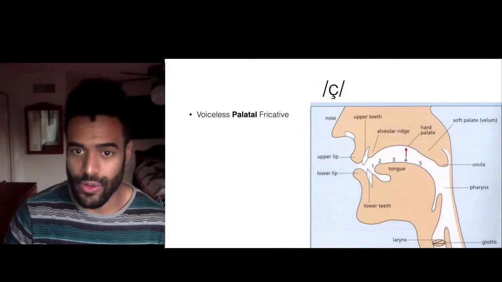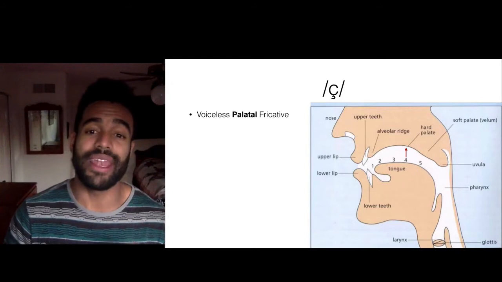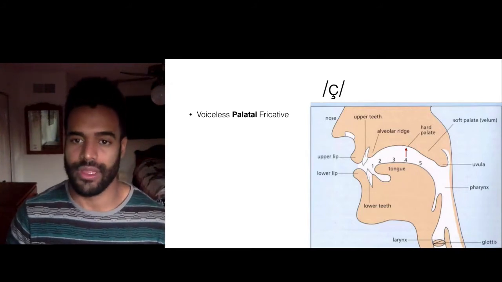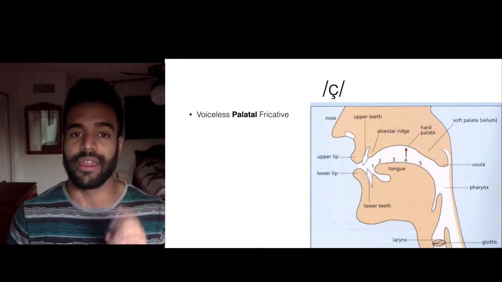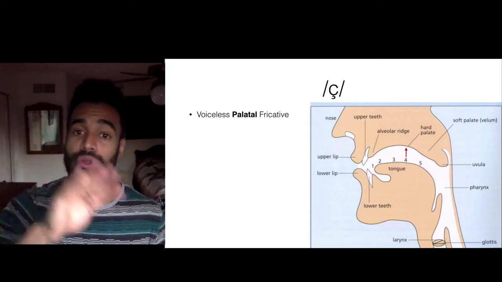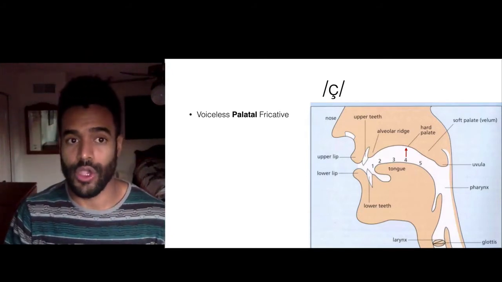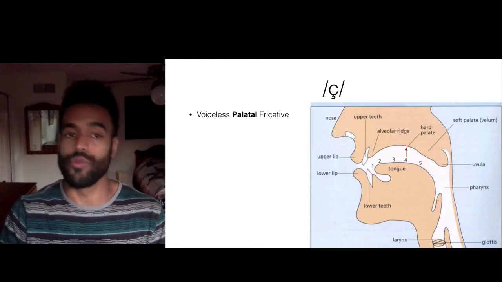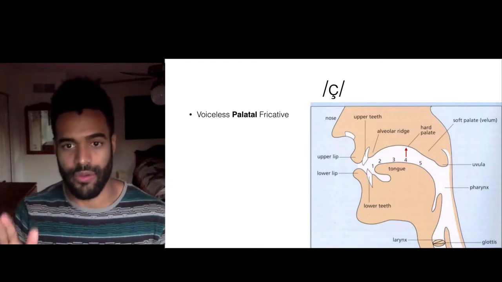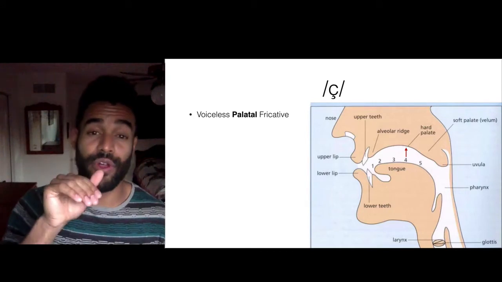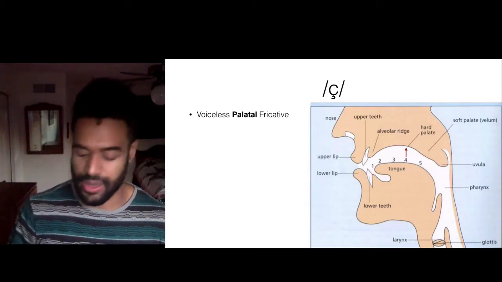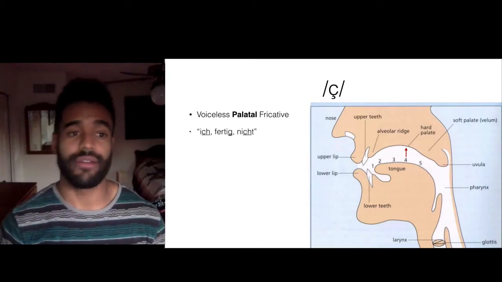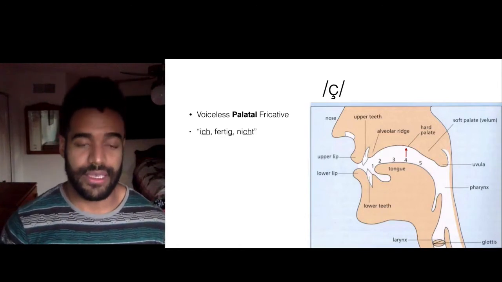Voiceless palatal fricative. So notice this is point number 4, the middle part of the tongue reaching up to the hard palate, even deeper in the mouth than the previous sh sound. So you're using a different part of the tongue in contact with a different part of the roof of the mouth, a bit deeper part for both. So it should feel different on your tongue and feel different in the top of the mouth. You're going to see this sound in words like ich, fertig, nicht.